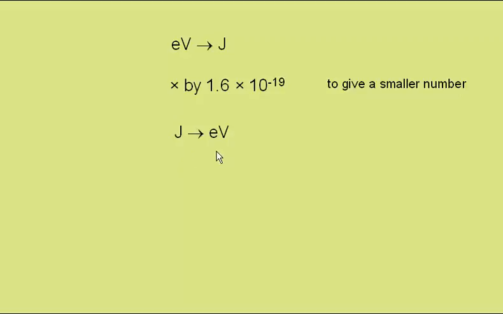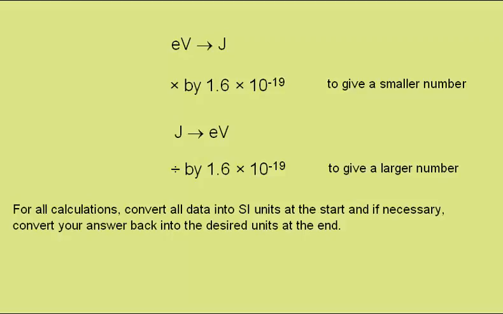In going from joules to electron volts, we need to divide by 1.6 times 10 to the minus 19 to give a larger number. 1 joule is an awful lot of electron volts. It's worth just looking at your answer to see whether it makes sense. Don't forget that for all calculations, the best way is to convert all your data into SI units at the start, and, if necessary, convert your answer back into the desired units at the end.